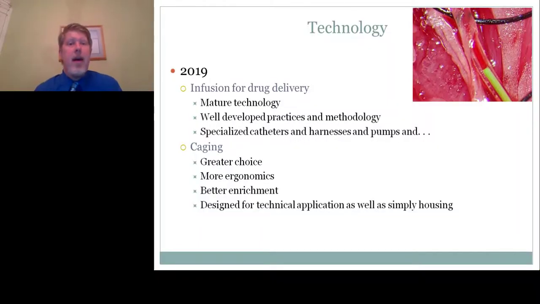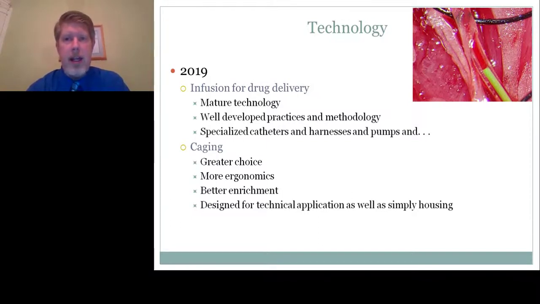All right. And again, infusion for drug delivery and our skill to do it has kicked in. That up in the upper right-hand corner is a mouse femoral artery. So the black suture that you see up at the top is a little bit smaller than the diameter of a human hair. So we've learned a lot along the way. And again, our practices and our methodology are now standardized. And there are people who make much better specialized equipment.